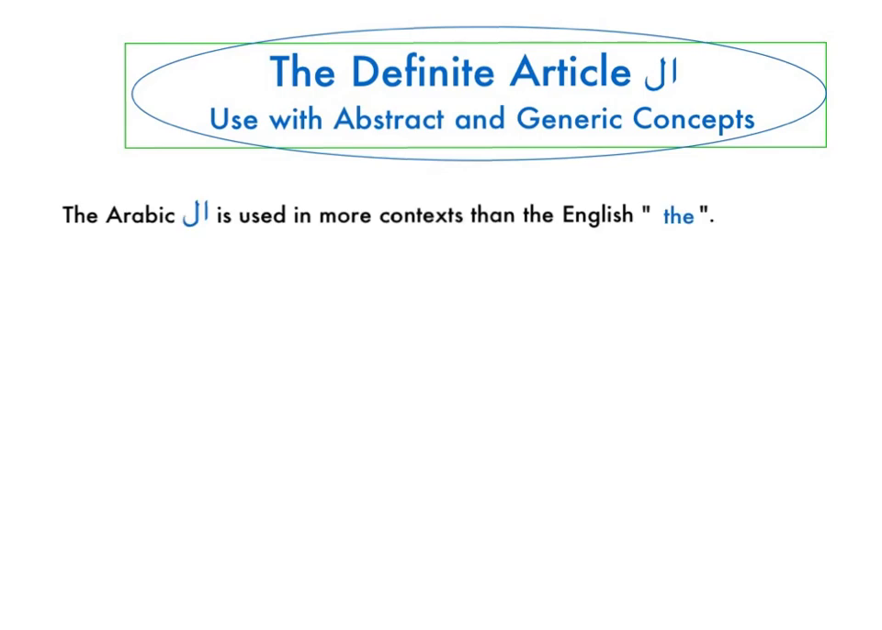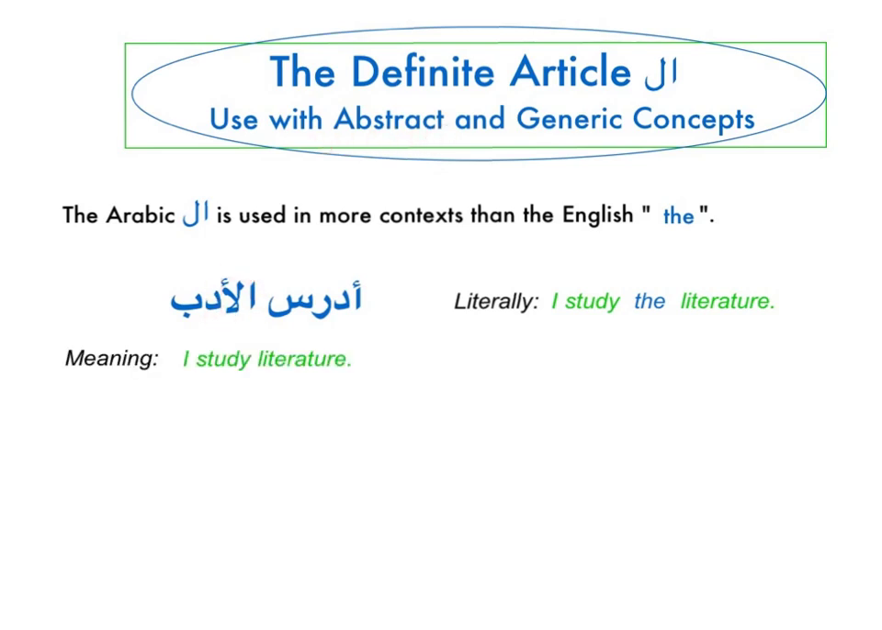The definite article ألف لام التعريف is used with abstract and generic concepts. The Arabic L is used in more contexts than the English the. For example, in Arabic we say أدرس الأدب, I study literature. But literally it says I study the literature. الأدب. Notice that adab is an abstract entity and we use alif lam with it.